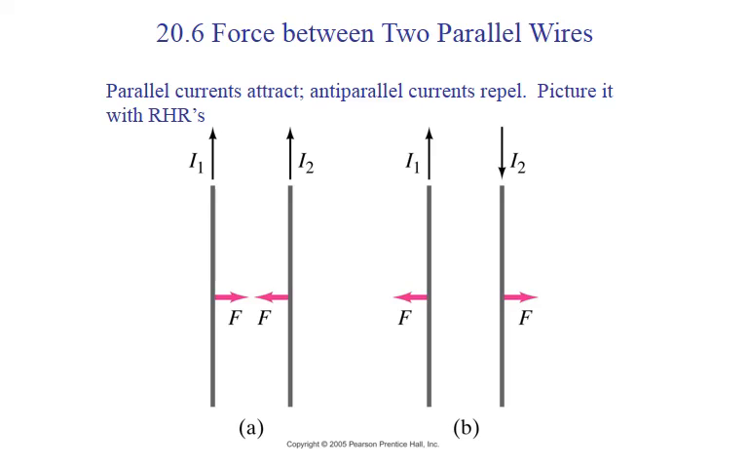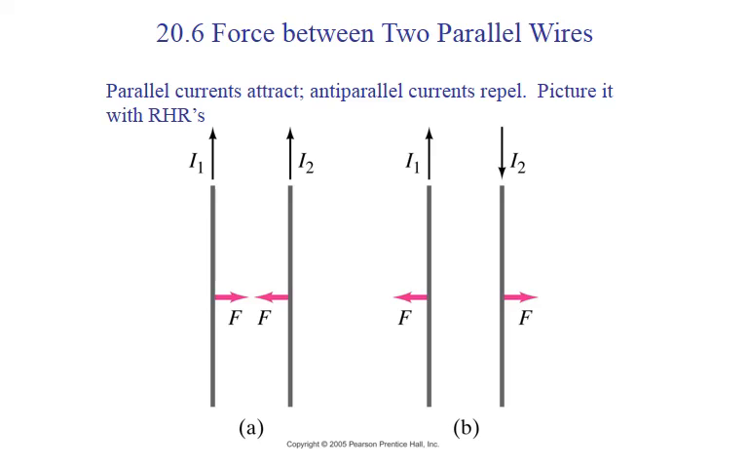But if the current is going in the same direction, those wires are going to be forced together. If they're going in the opposite direction, then those two wires will be forced apart. The reason for this is that each wire is creating a magnetic field, and then the other wire has current, right?